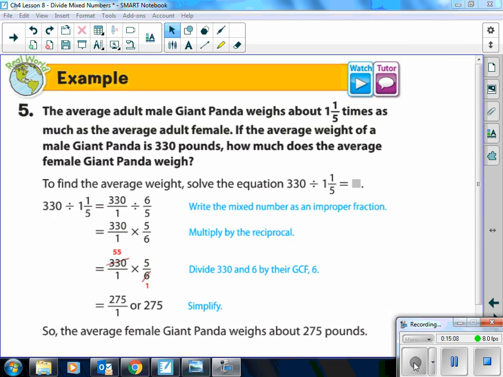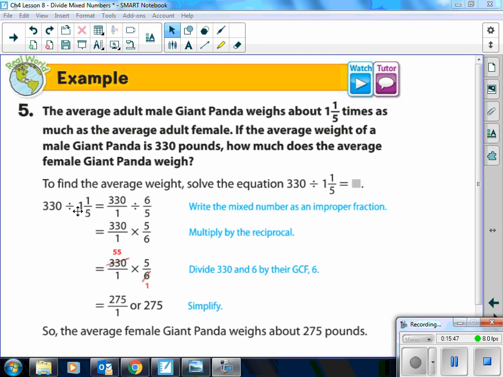All right, example 5 says the average adult male giant panda weighs about 1 1/5 times as much as the average adult female. If the average weight of a male giant panda is 330 pounds, how much does the average female giant panda weigh? So here we are comparing, we're taking the giant panda and we're dividing it by how many times as heavy it is than the female. Is everybody with me? So when we do that, we end up with 330 divided by 1 1/5.